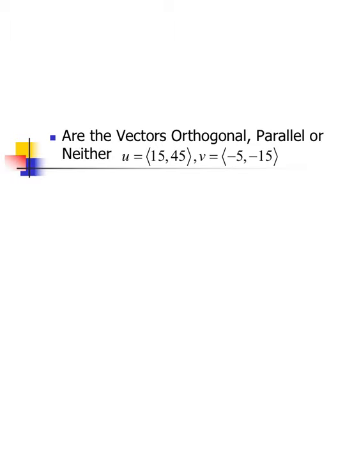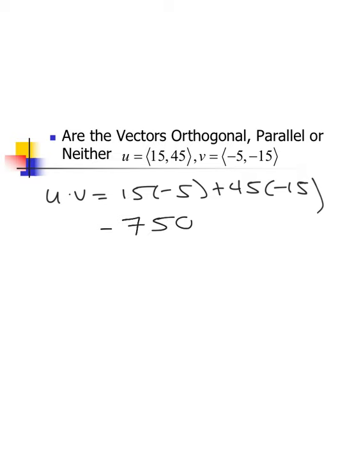Let's go ahead and start with our dot product. So if I want to do u dot v, then I'm going to get 15 times negative 5, and then plus 45 times negative 15. We end up getting negative 750. So these are definitely not orthogonal because the dot product was not 0. So the next step then is to see, can I write one of these vectors as a scalar multiple of the other one? And an easy way to do that is I can take two components and possibly divide them to see what I get. So let's say that I did, let's do u1 divided by v1.